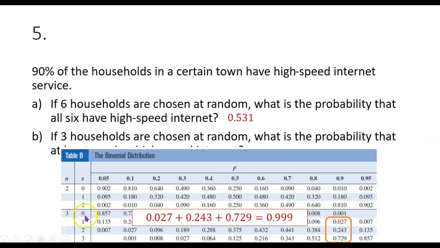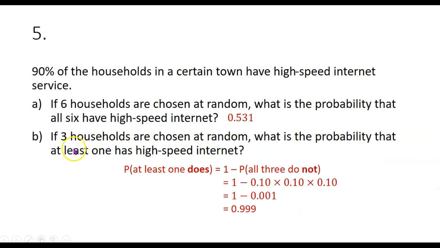Notice that takes care of all the possibilities except the one where X is 0. So we could have just taken 1 minus the probability that X is 0. So that's another way to think of this. The probability that at least one of those 3 households does have high-speed internet. The complement of that, the complement of at least one having it, would be where none of them have it. All three do not have it. So the probability that at least one does would be 1 minus the probability that all three do not.